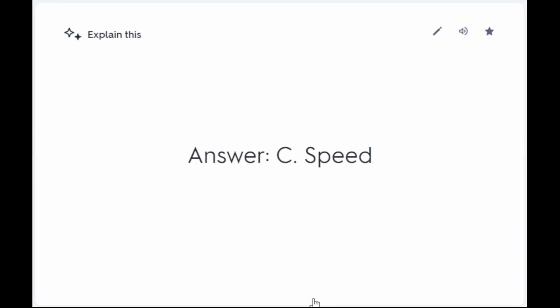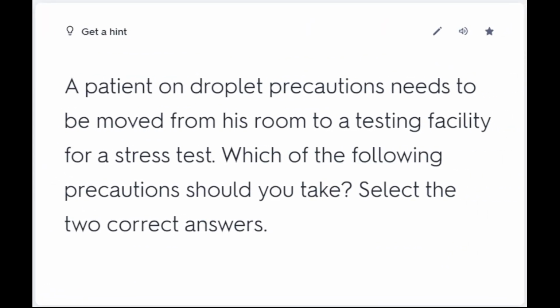Answer: C. Speed. A patient on droplet precautions needs to be moved from his room to a testing facility for a stress test. Which of the following precautions should you take? Select the two correct answers.